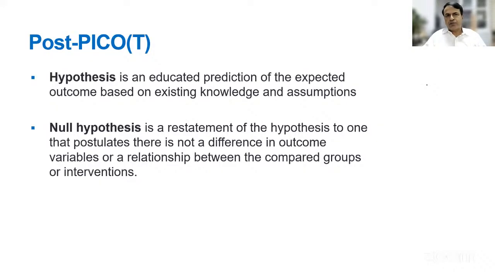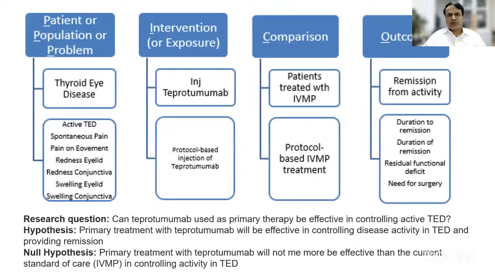So at the end of post-PICO processing, you have a hypothesis, which is an educated prediction of the expected outcome based on the existing knowledge and assumptions, and also a null hypothesis. So let's just take the example of thyroid eye disease here. So we were trying to study the role of teprotumumab, which is a new drug, in active thyroid eye disease. So here the research question can be, can teprotumumab be used as a primary therapy, and is it effective in controlling active thyroid eye disease?